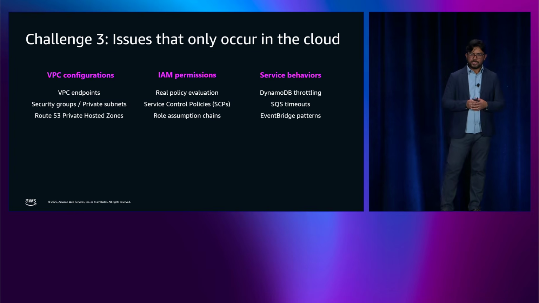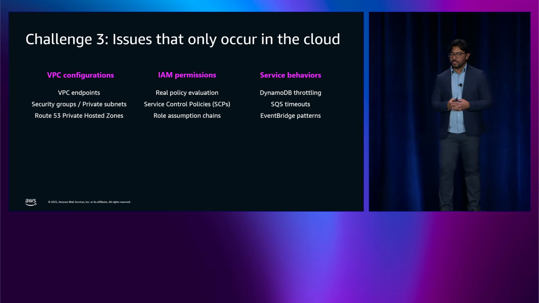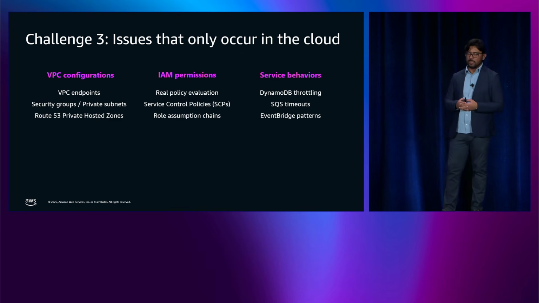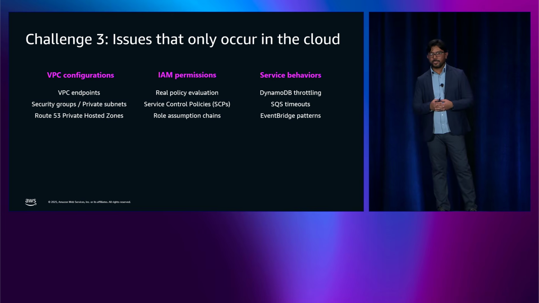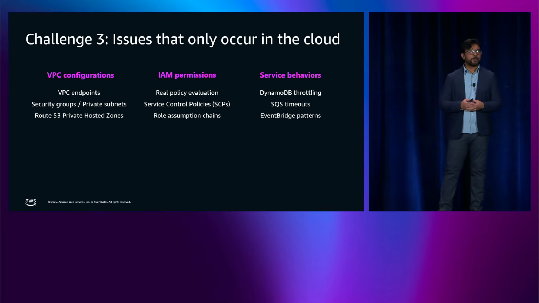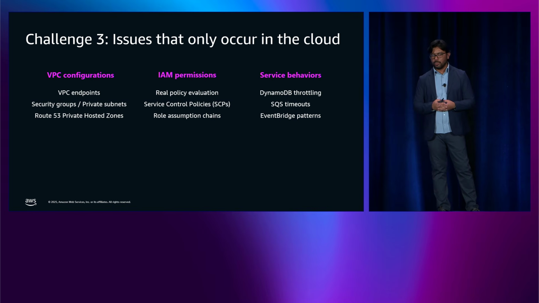And now on to the third challenge, which is issues that occur only in the cloud. There are a whole host of bugs that will only surface once you have your app running in the cloud. For example, VPC configuration-related issues. This could be in VPC endpoints, security groups, or a number of other areas. Similarly, IAM permissions-related issues like service control policies or role assumption chains, and so on. And then there are service-specific behaviors like DynamoDB throttling, SQS timeouts, etc.